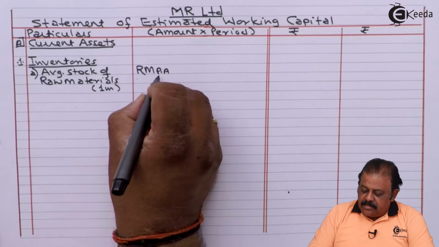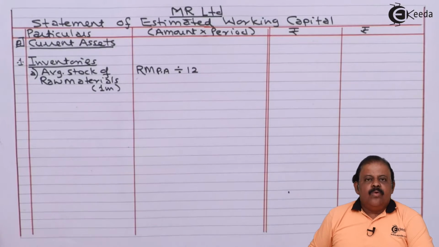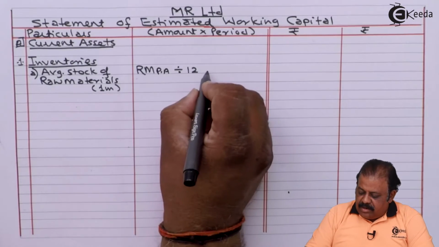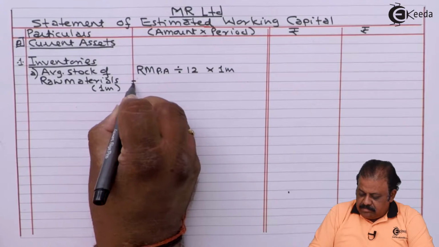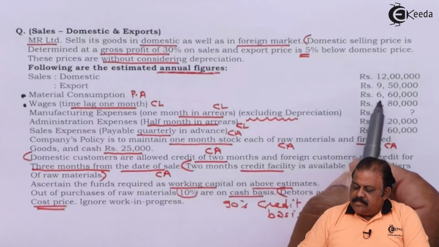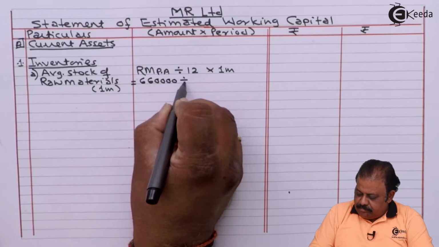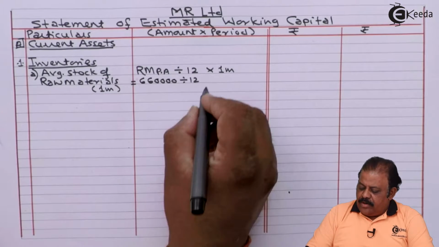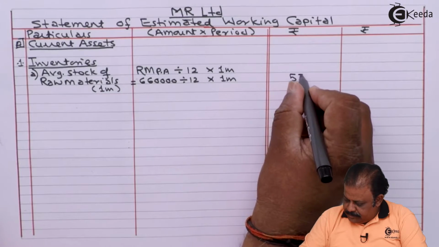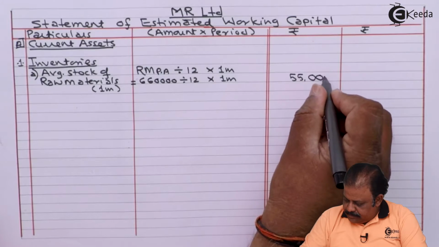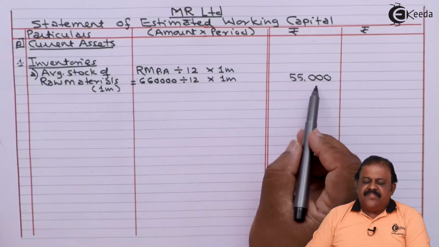Raw material per annum divided by 12 to get for 1 month, multiplied by 1 month. Material consumption per annum 6,60,000 divided by 12 to get for 1 month, multiplied by period 1 month. So average stock of raw material we got 55,000.